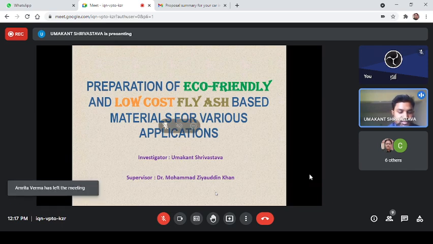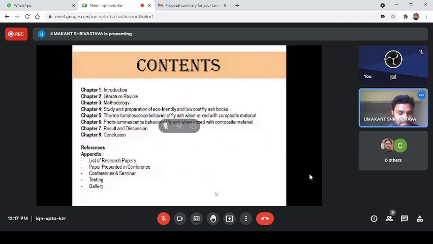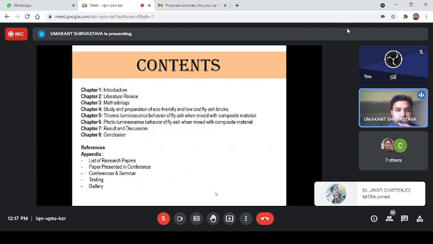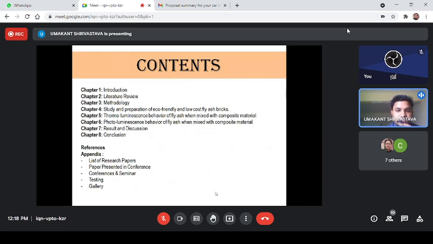I have completed this work under the esteemed supervision of Dr. M. Z. Khan sir. Now moving toward the presentation, initially I would like to introduce the contents of the research work I would deliver today. Those are introduction, literature review, methodology, study and preparation of eco-friendly and low-cost fly ash bricks, thermoluminescence behavior of fly ash when mixed with composite material, PL study of fly ash when mixed with composite material, result and discussion, and conclusion.